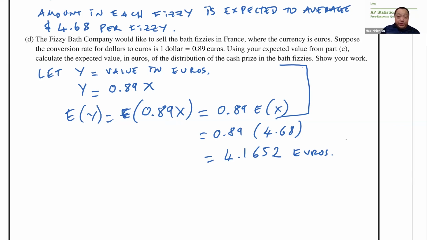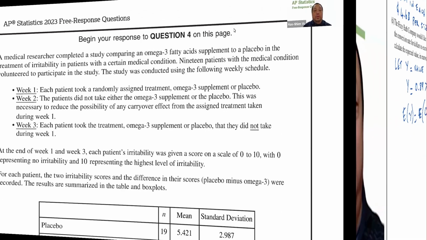Now, I don't know what the rubric will do to you if all you have is this. I don't know. Are you allowed to just assume that $1 can just convert to euros directly? Or do you have to have this part that mathematically justifies? I don't know. Question 4.